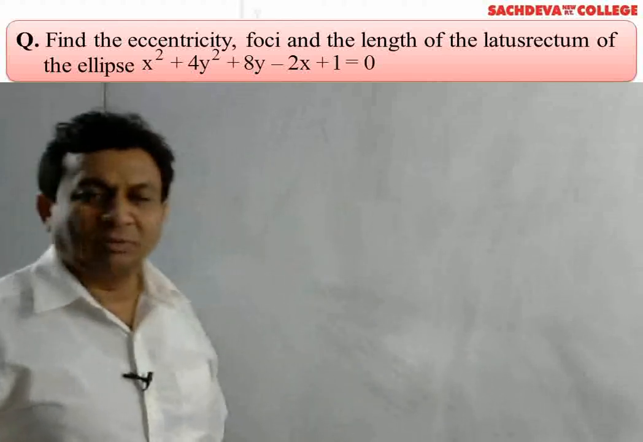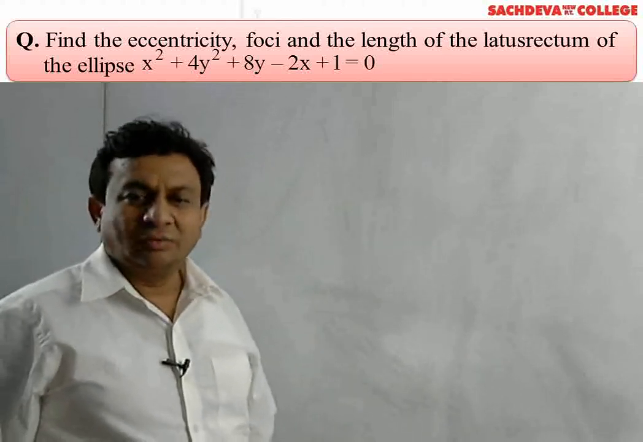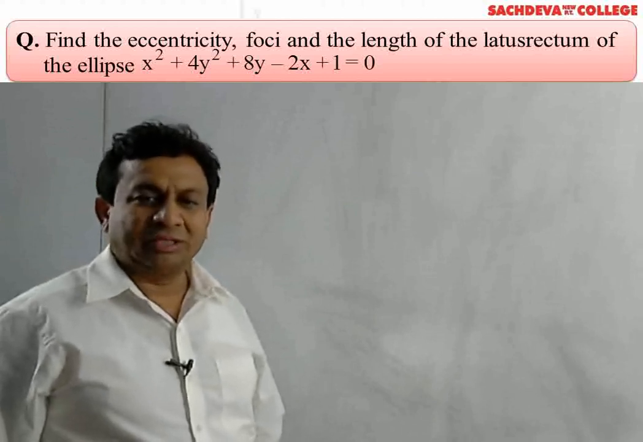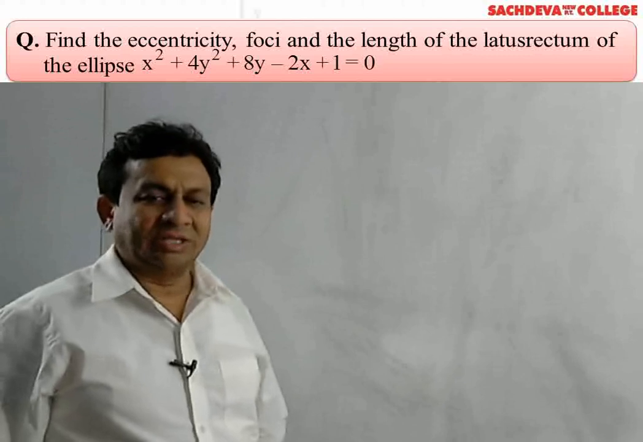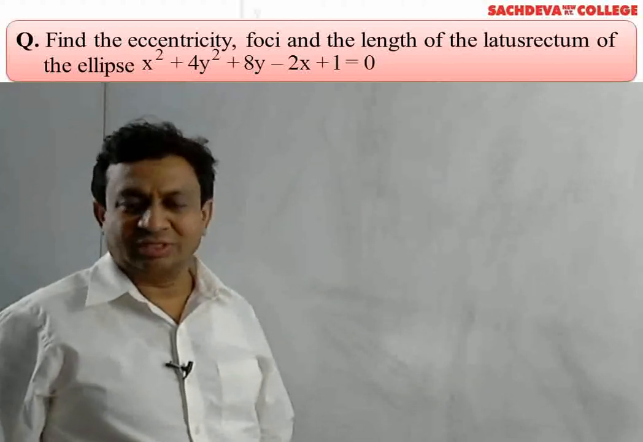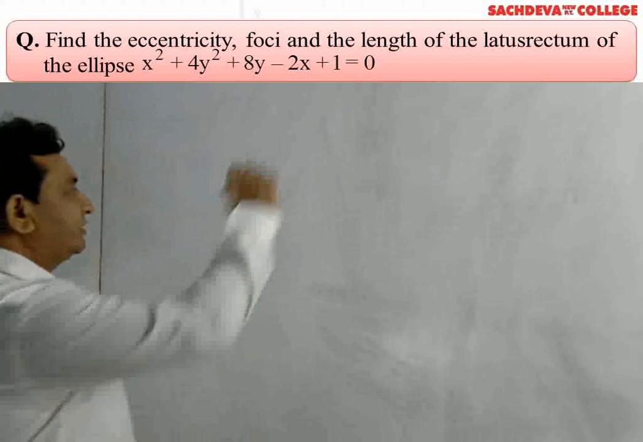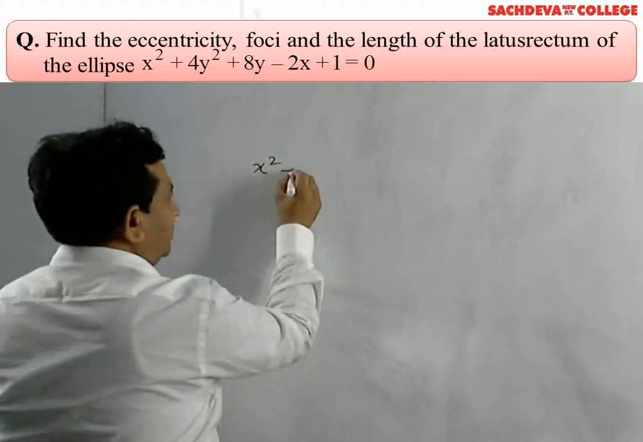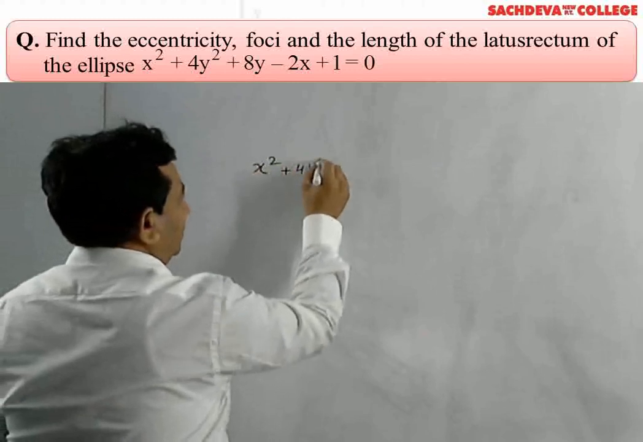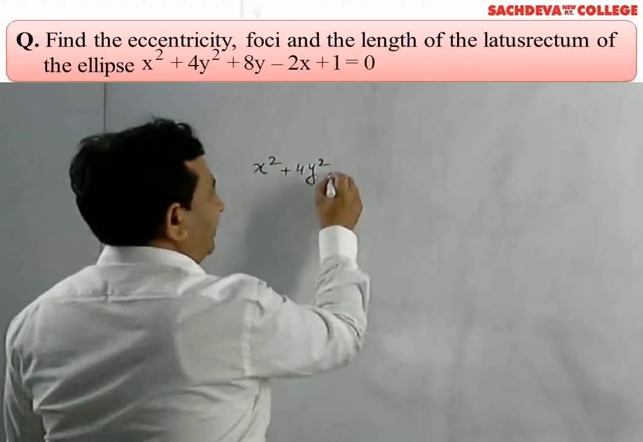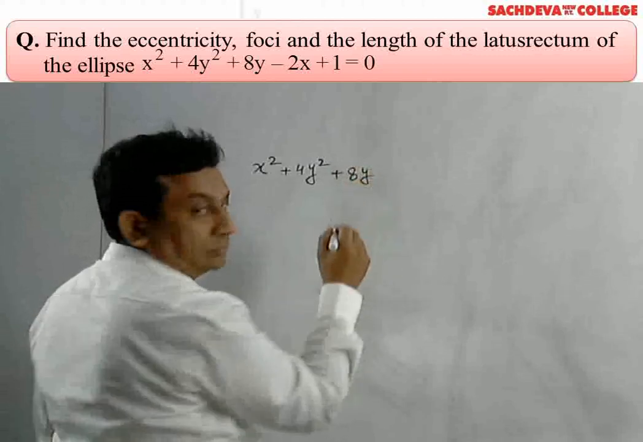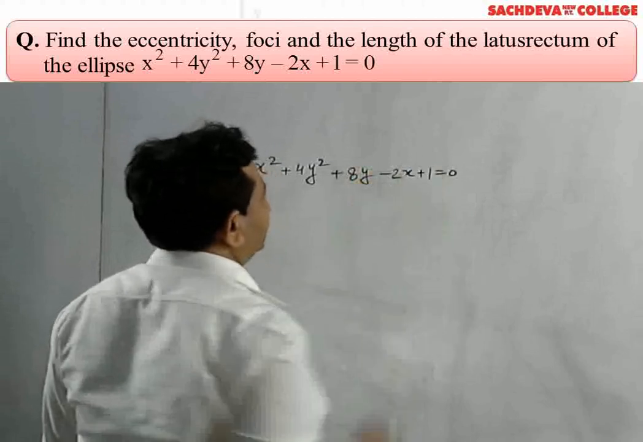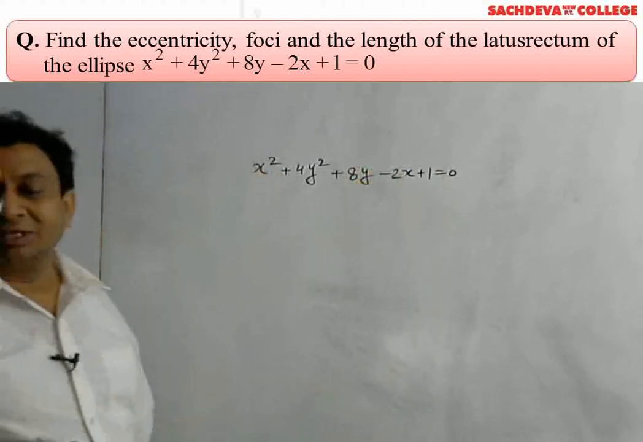Now we solve the next problem. Find the eccentricity, focus and the length of latus rectum of the ellipse x square plus 4y square plus 8y minus 2x plus 1 is equal to 0. So the equation of the ellipse is given here: x square plus 4y square plus 8y minus 2x plus 1 is equal to 0.